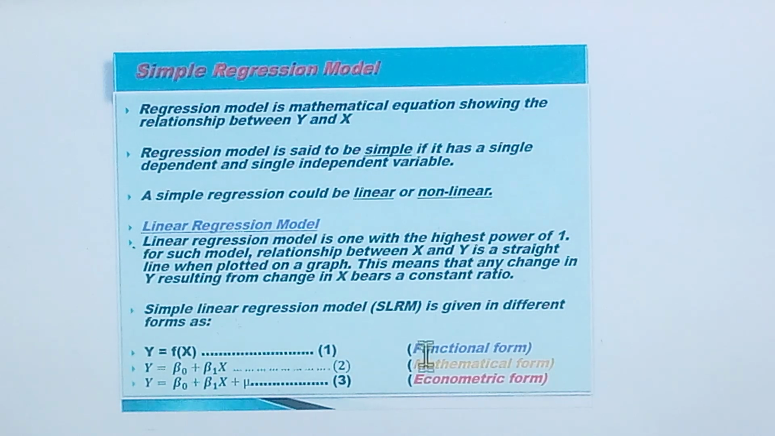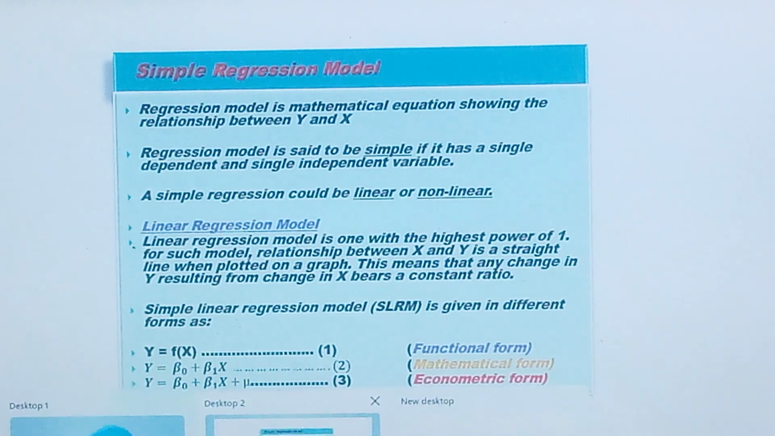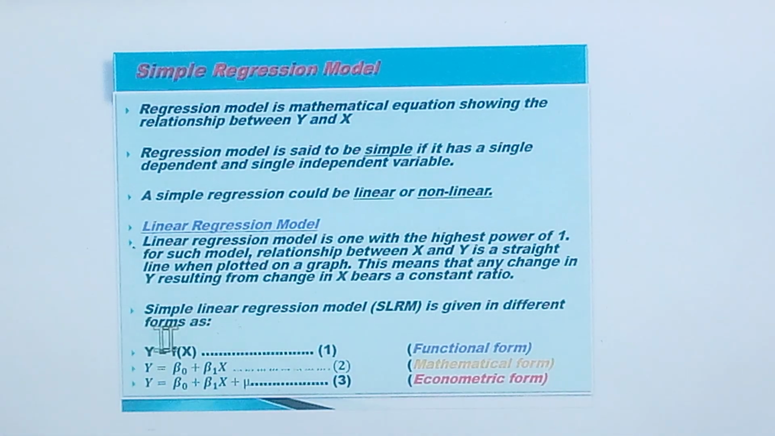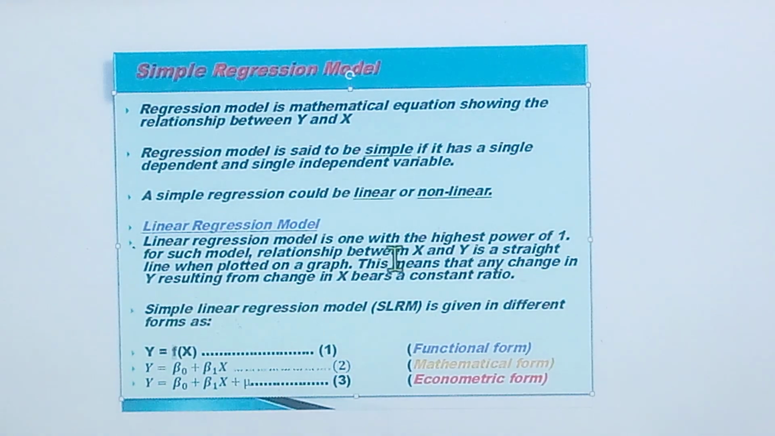Now a simple regression model is specified in either of these three forms. Equation 1 is a functional relationship between x and y. That is, y here is the dependent variable, x the independent variable, f is a functional notation. This one is telling us that f is mapping x into y, or in other words, it is a kind of function that relates y to x.